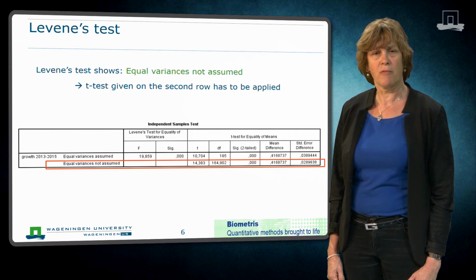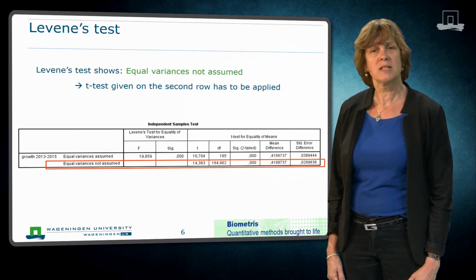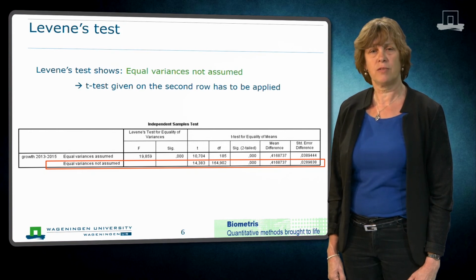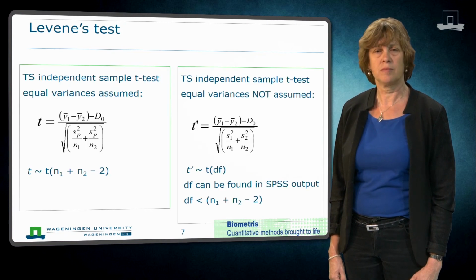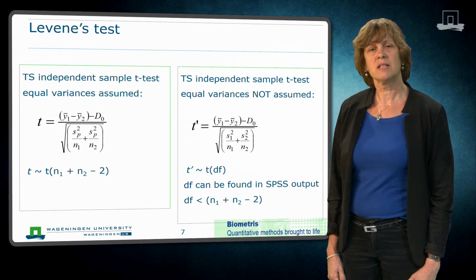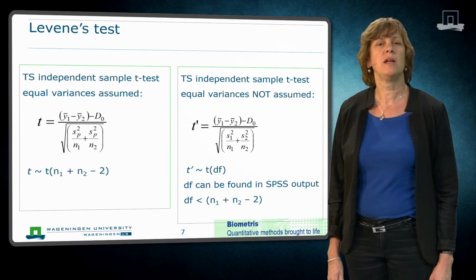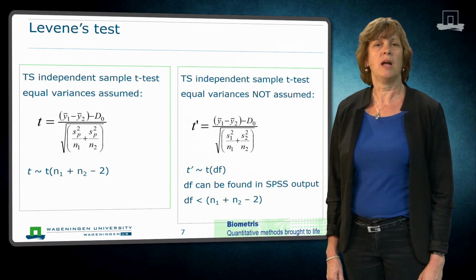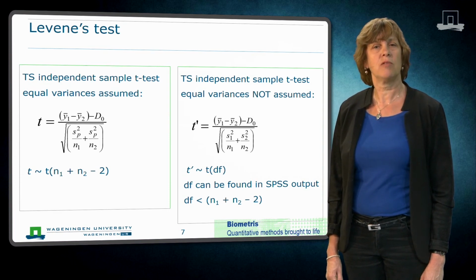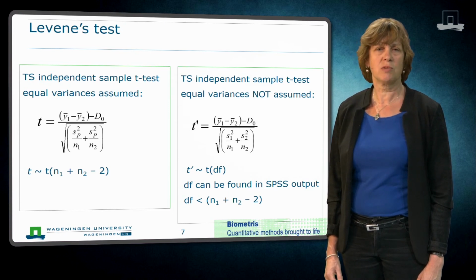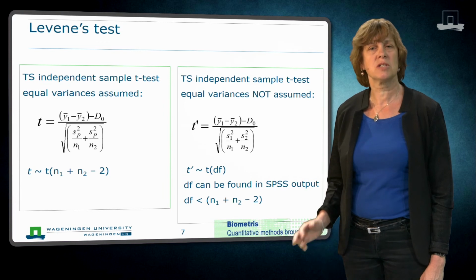I assume it's obvious what should be done when Levene's test is not significant. Let us have a closer look at the results of the independent sample t-test with equal and with different variances assumed. We look at the test statistics first. On the left we have test statistic t when equal variances are assumed, and on the right t prime when equal variances are not assumed. Note that the prime is just there to indicate that the test statistics are not the same.